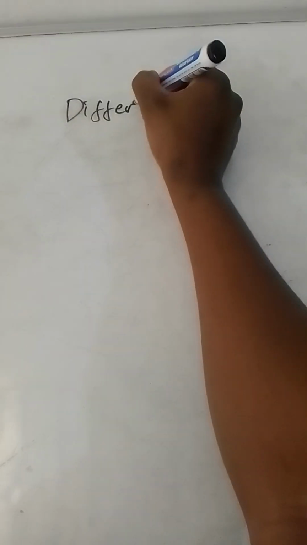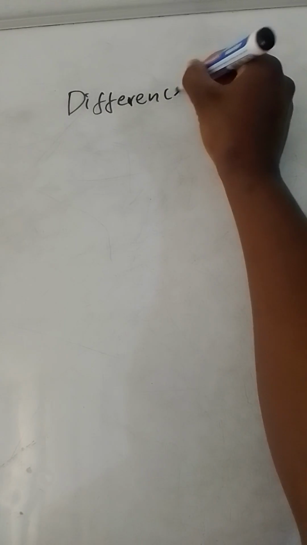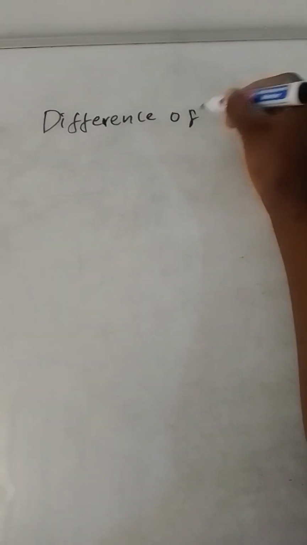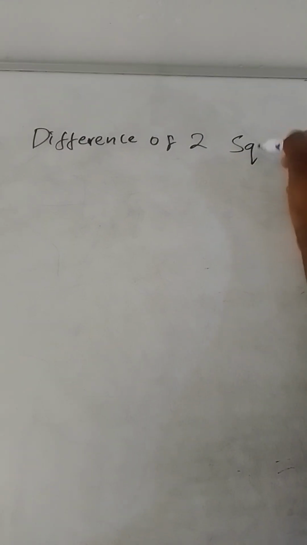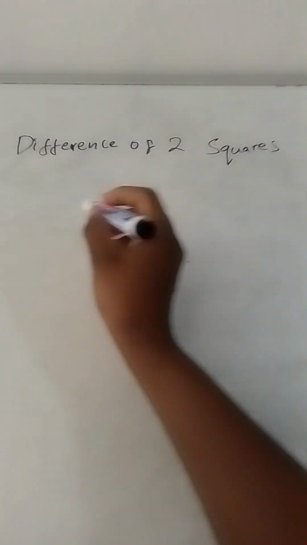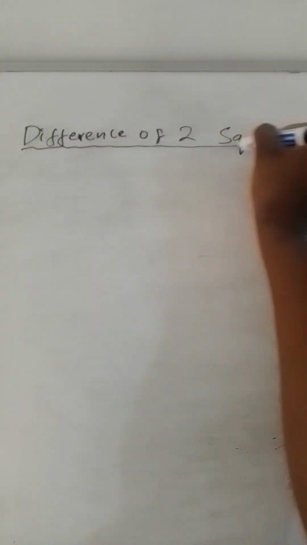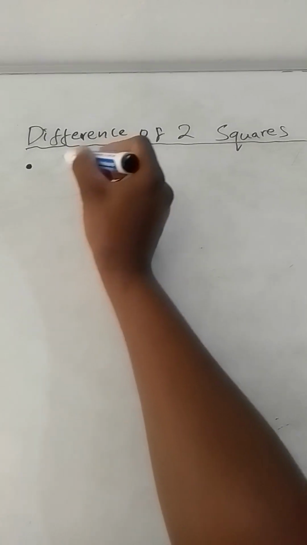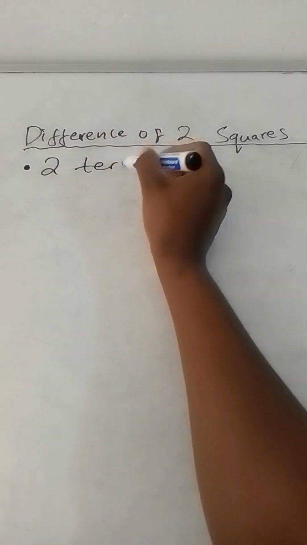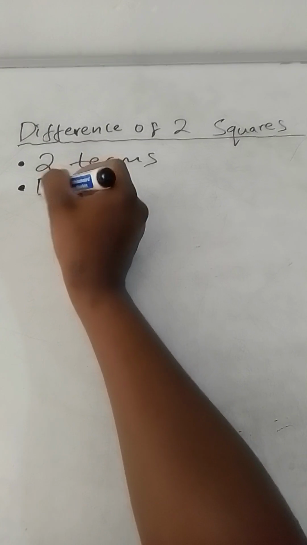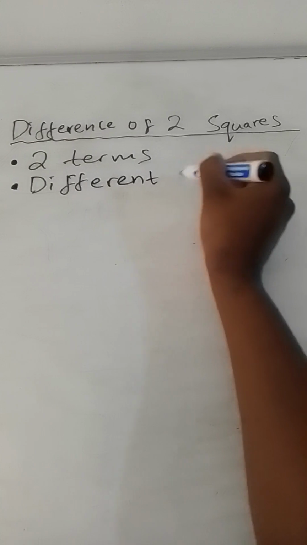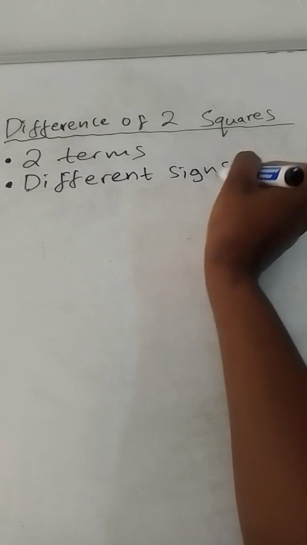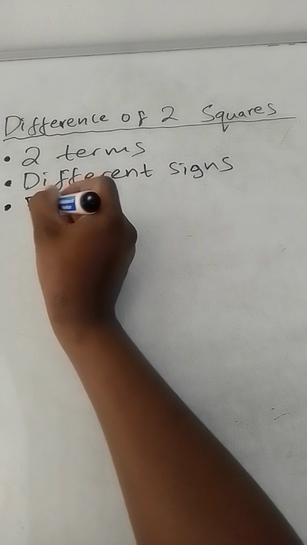So let's see. Difference of two squares. So a difference of two squares is an expression that has two terms with different signs and even exponents.